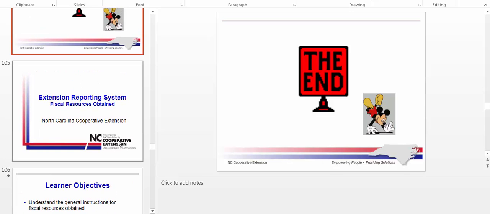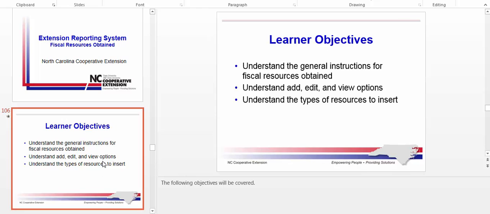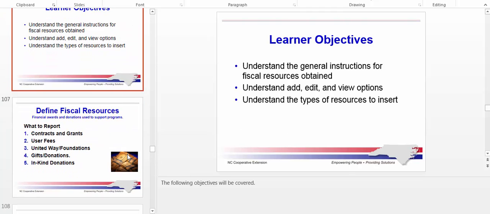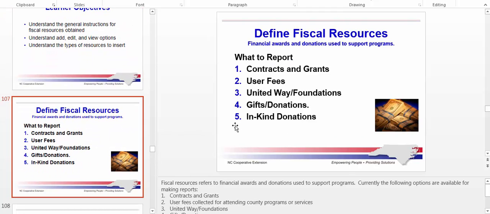Fiscal resources obtained. Understanding the fiscal resources. Understand, add, and edit, and view of options. These are the fiscal resources we report under: contracts and grants, user fees, United Way foundations, gifts, donations, and in-kind donations.